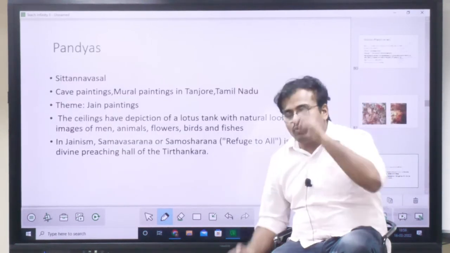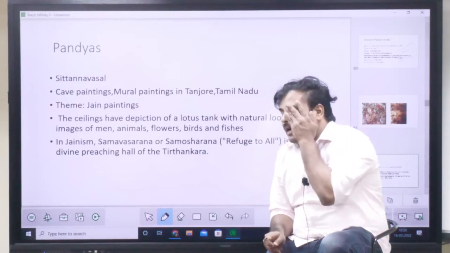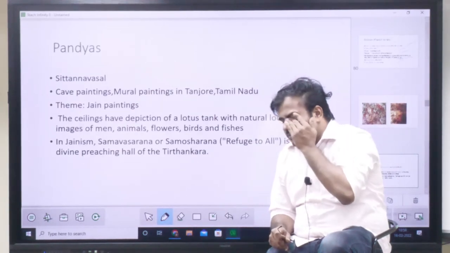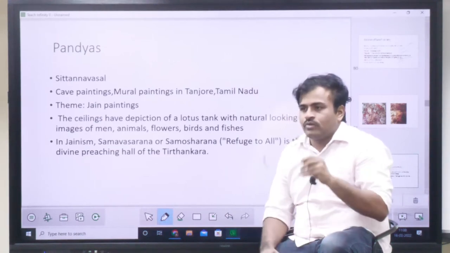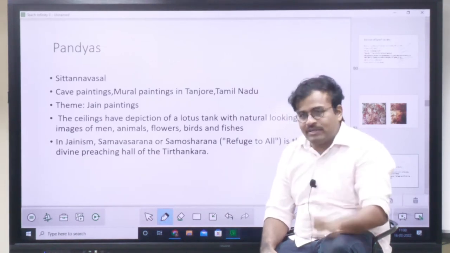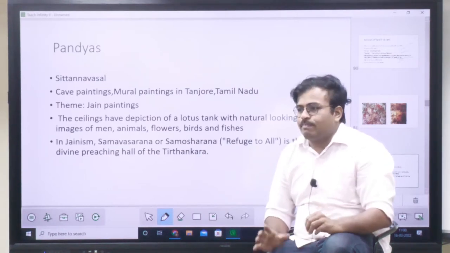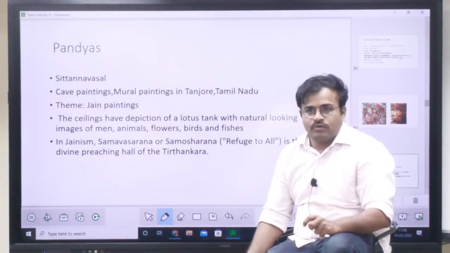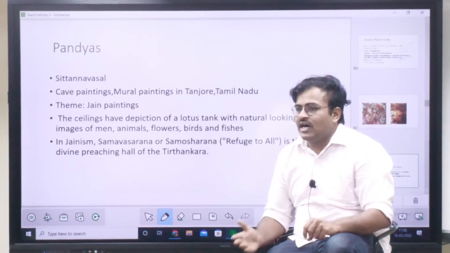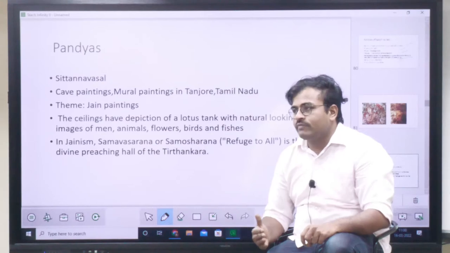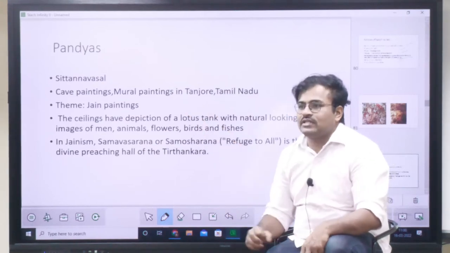Then the next group of paintings are the paintings of the Pandyas. Among the Pandyas, the most prominent painting is present at this place called Sittanavasal, a very famous Jaina painting tradition in South India. These caves are painted in Jain themes, because these caves were originally Jain Viharas, and in this place there is a painting of the Jain tradition.